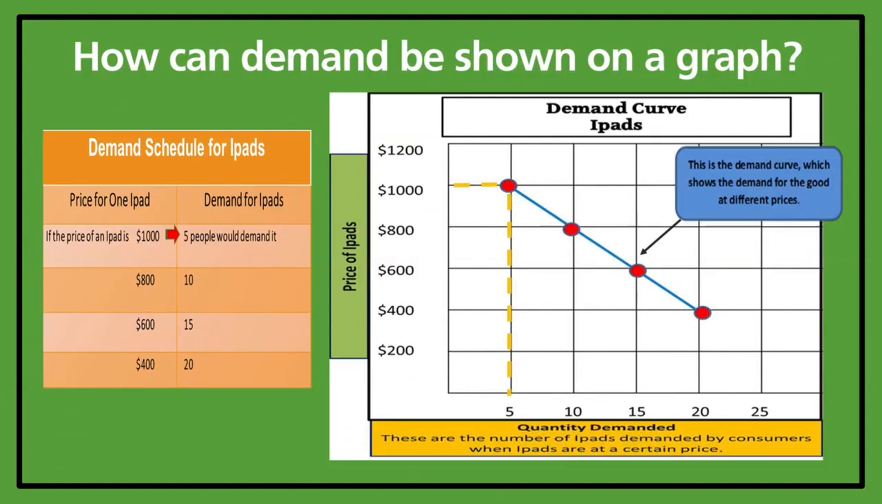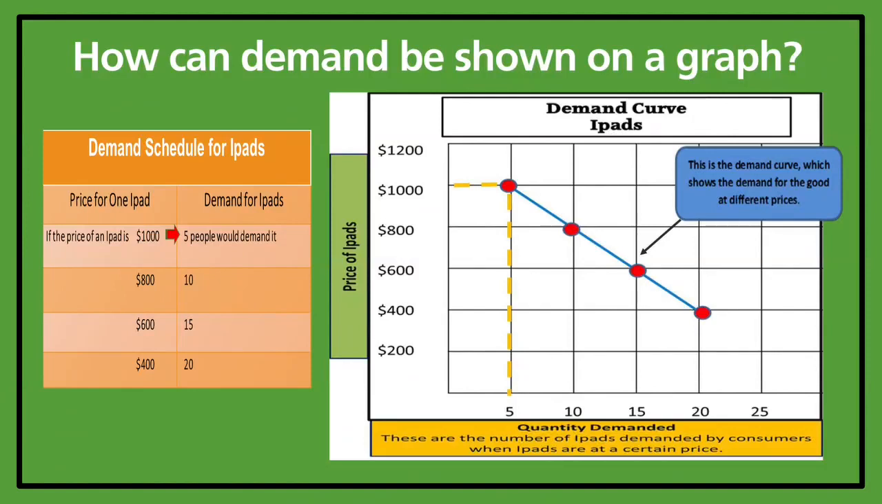We then plot the points from the demand schedule onto this graph. If we start in the first row, we have at $1,000, 5 people. So our first red dot is where the point crosses at $1,000 and 5 people. You can see there that the yellow lines have been dotted in. And then the next one, $800 and 10 people. So our second red dot is placed there. $600 and 15 people, and our third red dot is pointed there. And $400 and 20 people. That's our last dot here on our demand curve.